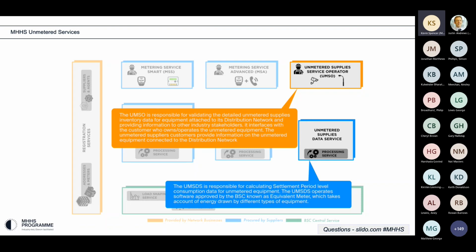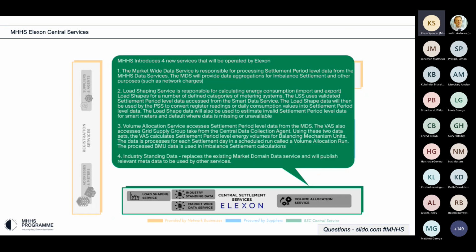The unmetered supplies data service operates a piece of software called an equivalent meter, and it's that piece of software which calculates the half-hourly volumes that will be sent on into central settlement. So that is the role of unmetered under the target operating model. So Justin, would you like to move on to the next slide?